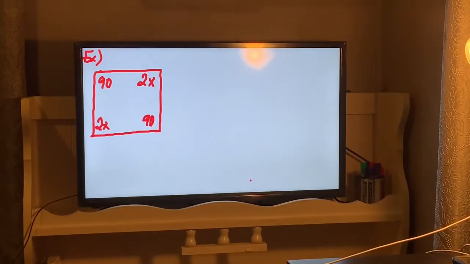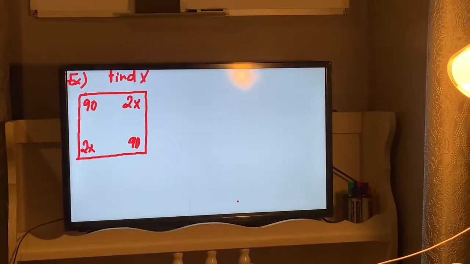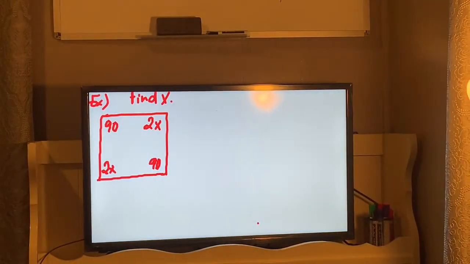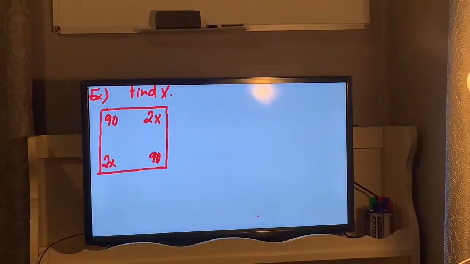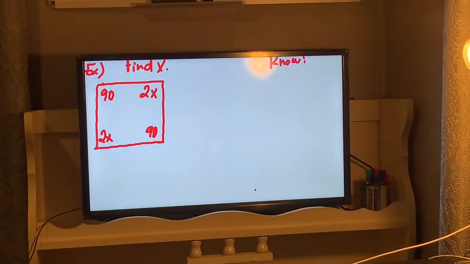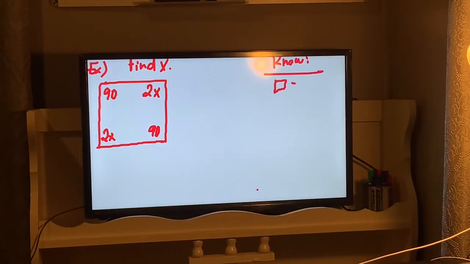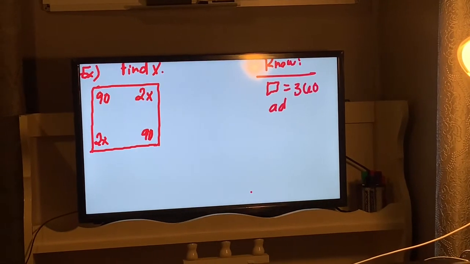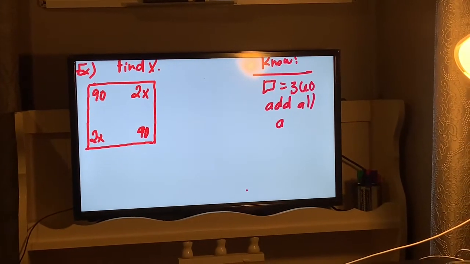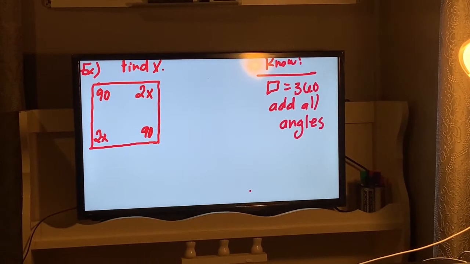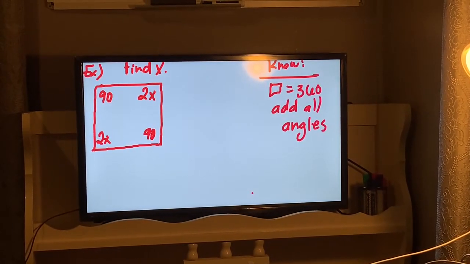We have to find x. Alright, and we've done this before with triangles, so it's now just relating it to squares. So again, what do we know? We know that a square equals 360 degrees when you add all angles, right? So if I add all my angles, it has to equal 360 degrees.